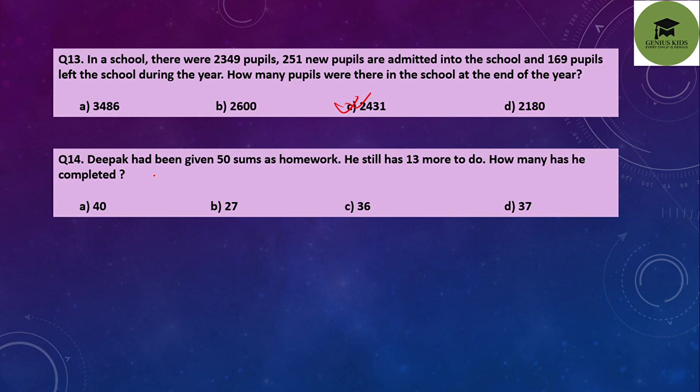Next question. Deepak had been given 50 sums as homework. He still has 13 more to do. How many has he completed? So 50 sums as homework, and 13 sums he has not done. So how many are done? It will be 50 minus 13. That will be 37. So he completed 37. If he completes another 13, then his homework of 50 will be completed. Okay.